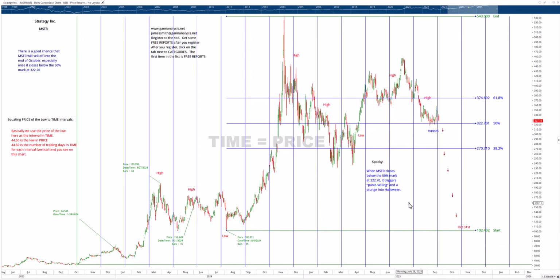So that's what I'm saying. Based on time and price setups, we have a good idea, and nothing works every time. This is not advice to sell or buy this stock. This is just telling you what the Gann principles would say. This is a tutorial. I'm not telling you to buy or sell. I'm telling you what the Gann chart would say. So if you take out this support at 322, you're probably going down into the end of October. That's all we're really saying.